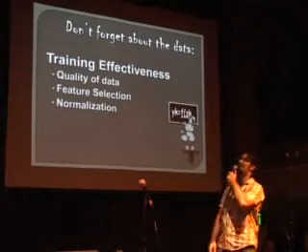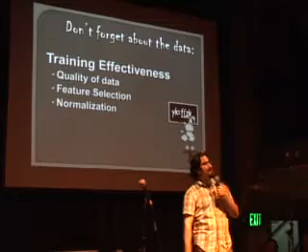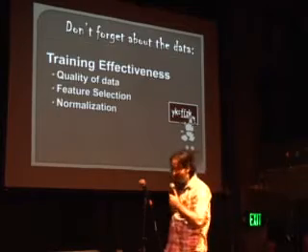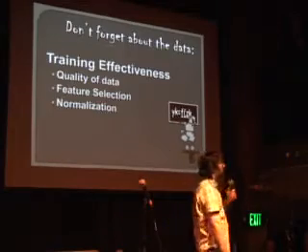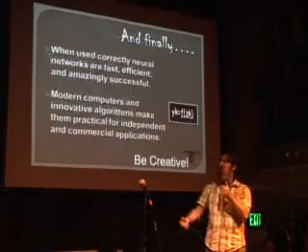Finally, the training effectiveness. Let's not forget about the data. The system is only going to be as good as the data that you're passing to it, so focus on that. Filter it, investigate some feature selection things, and ultimately, you'll have a working neural network.